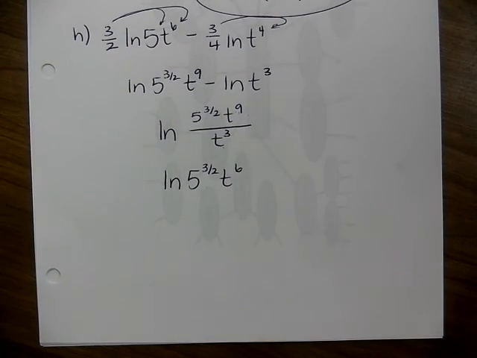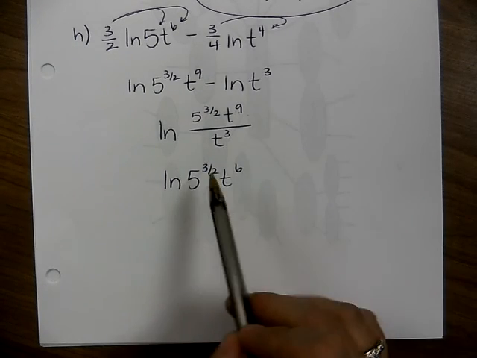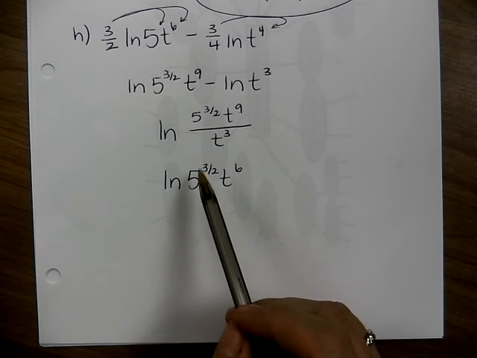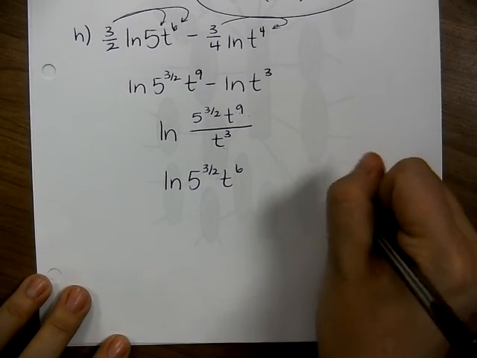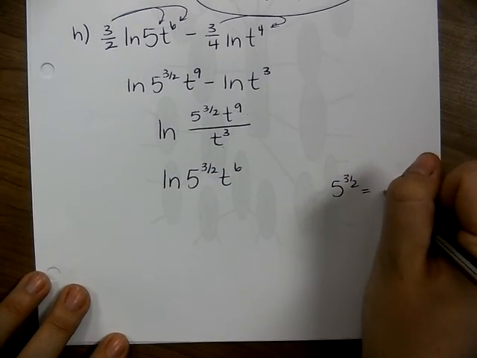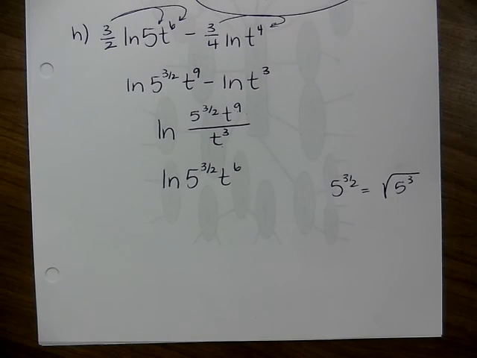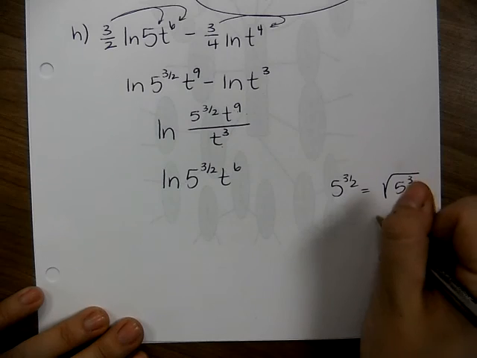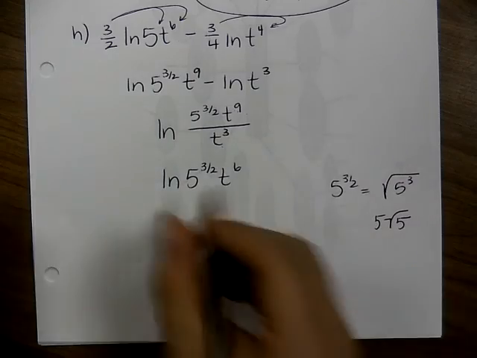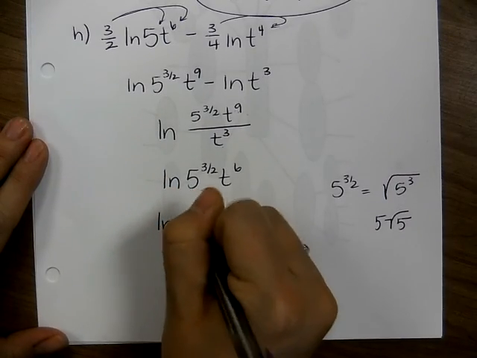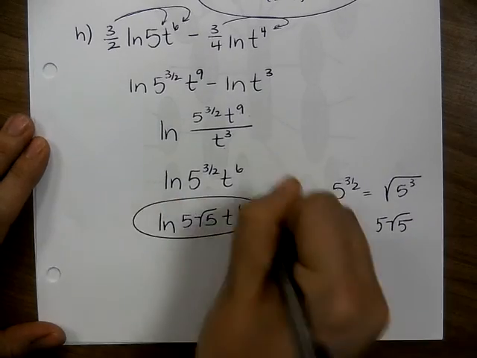But I've got to deal with this 3/2. I can't leave it as 3/2. I have to think about what it means as a radical. Remember that the top number is the exponent of the base, and the bottom number is the radical's root. So 5 to the 3/2 is really the square root of 5 cubed, correct? Well, what is the square root of 5 cubed? 5 root 5, right? You have to have 2 inside to take out 1. So we get 5 root 5. So the final answer should be the natural log of 5 root 5, t to the 6th.